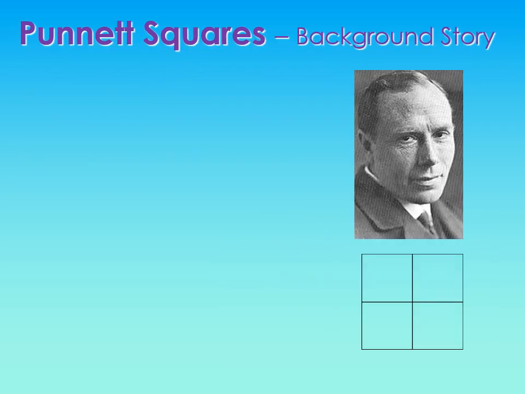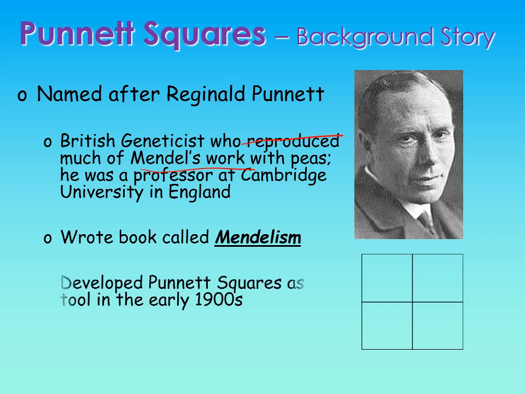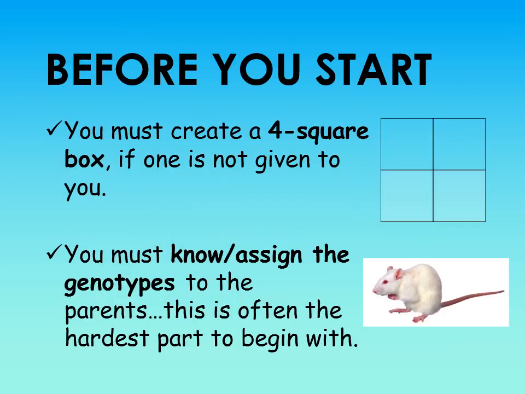So again, just a little bit of background about Punnett squares. You don't have to write this down. It's named after Reginald Punnett, the man who created them, and he just used it as a tool to help organize what inheritance patterns we see between parents. He actually reproduced quite a lot of Mendel's work with peas. He was a professor at Cambridge University in England. He wrote a book called Mendelism. And basically this Punnett square showed up, he created it in the early 1900s.